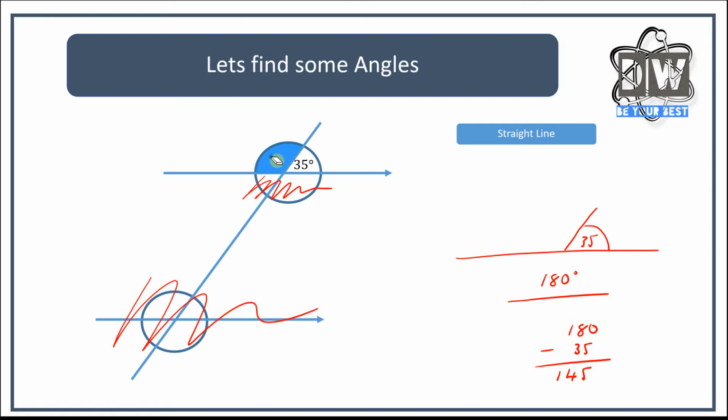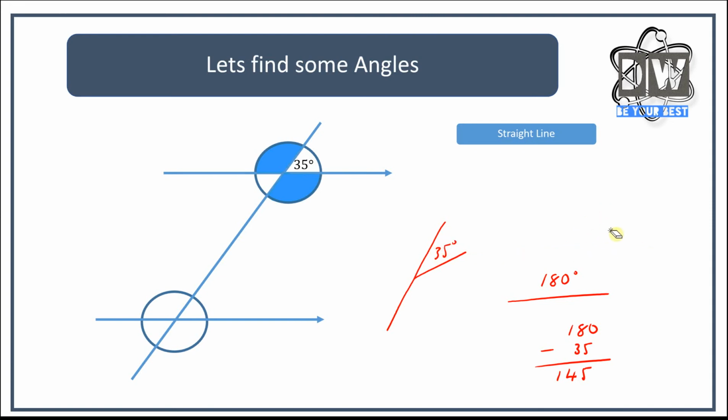But if I get rid of all of this, I've also got another straight line, don't I? I could say that's a straight line. I could say this is a straight line, and I've got 35 degrees here. Let me get rid of all of this as well. And I'm going to do the same thing, aren't I? I'm going to go 180, take away the 35, gives me 145. That means that these are vertically opposite to each other also.